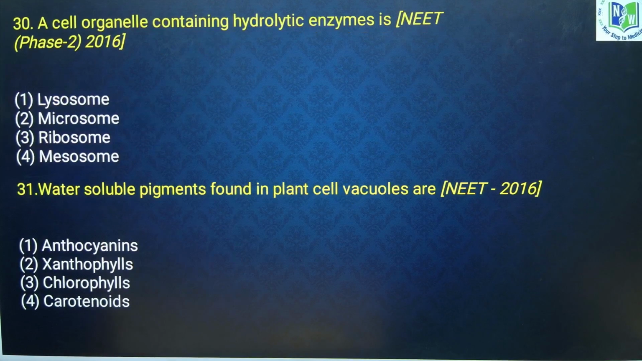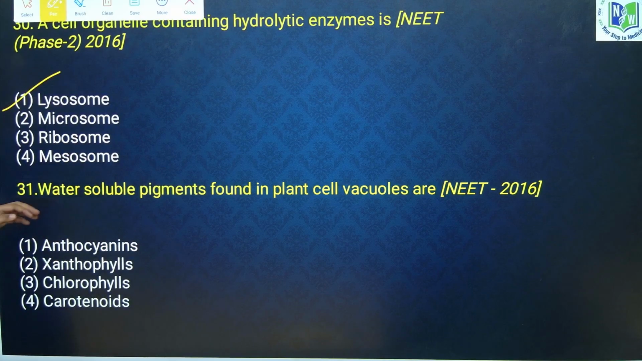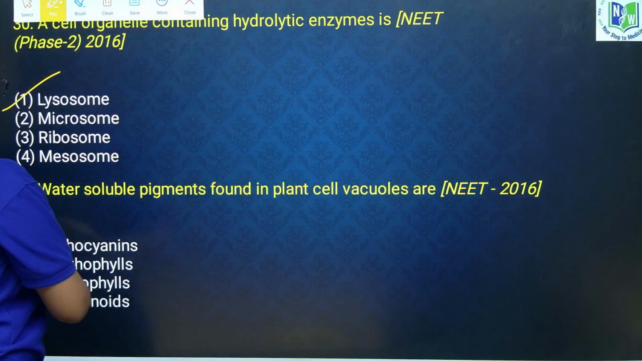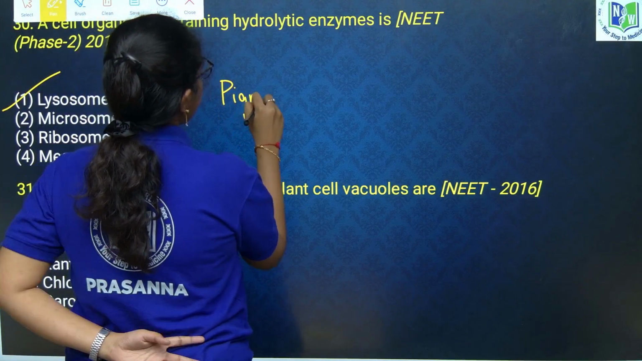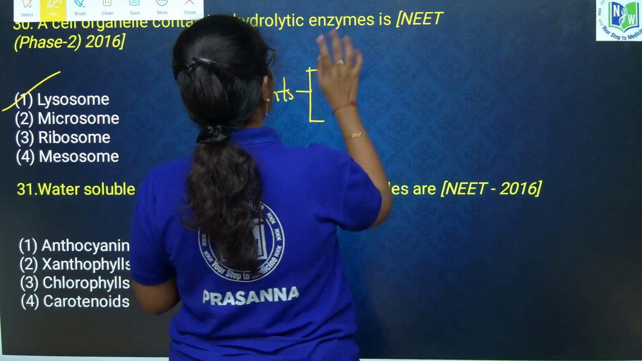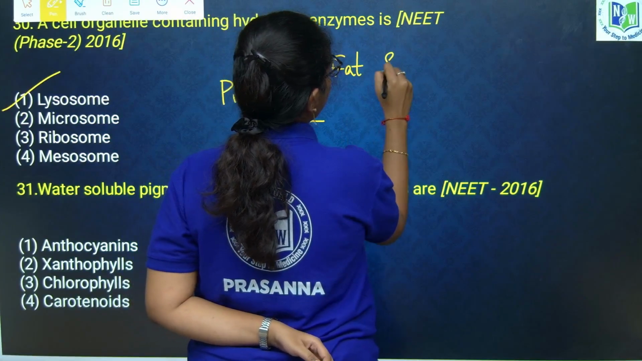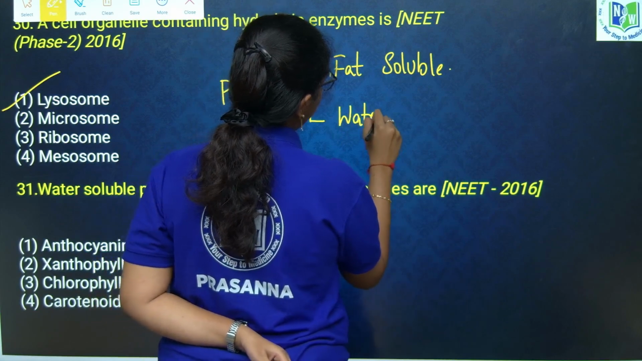Next question. A cell organelle containing hydrolytic enzymes are lysosomes. Of course, they are what? Lysosomes, which are of hydrolytic activity. Water soluble pigments in a plant cell vacuole. Pigments are of two types. One is fat soluble, and the other are water soluble pigments.